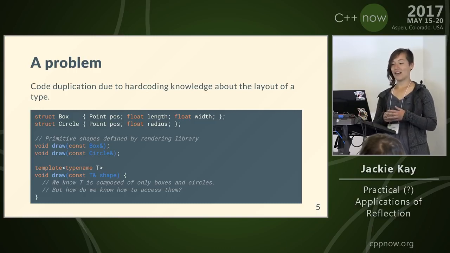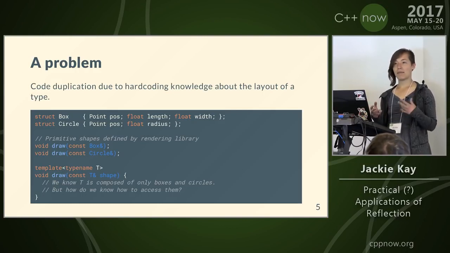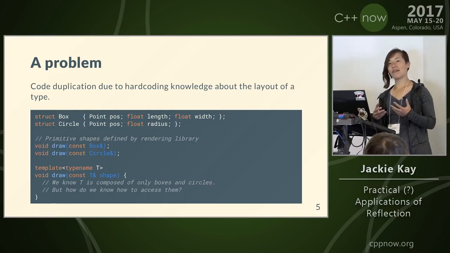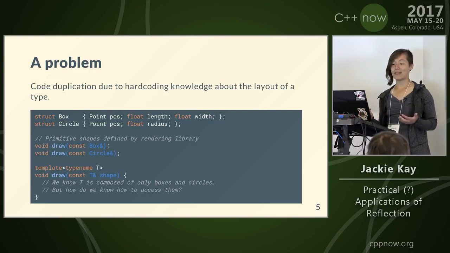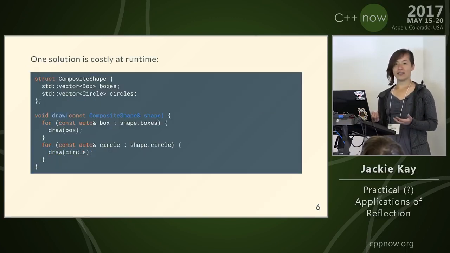You have some graphical library, you're trying to draw shapes. You have some primitive shapes, boxes, circles, maybe some more primitives defined by a rendering library. And then you have some more types that are defined by composites of shapes. You want to define a generic draw function that takes some information about a shape and renders it by composing these primitive functions. One solution is to make a composite shape where you have a vector of boxes and circles and your other primitives, and then the draw function is very simple to write. You can iterate over these vectors.